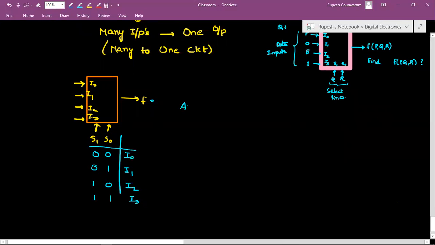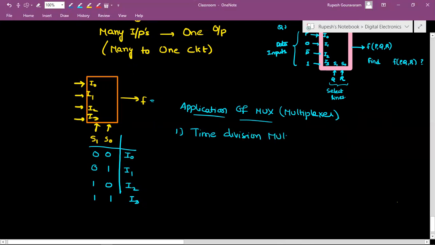So what is the application of this multiplexer? This is a shortcut for multiplexer. The first application is time division multiplexing. All our mobile phones use time division multiple access. This is the basis for that. This is represented as TDM, time division multiplexing.